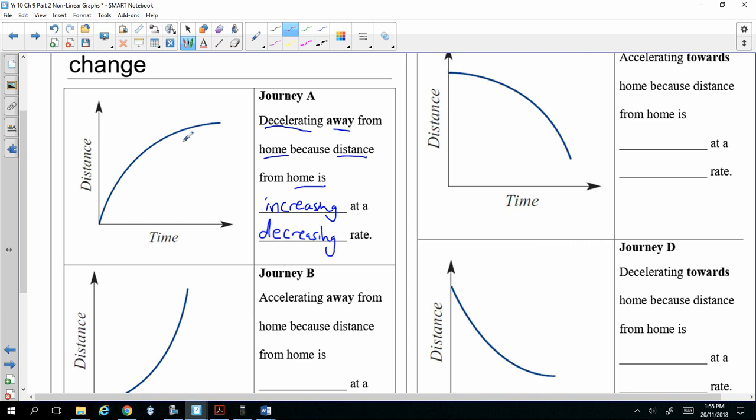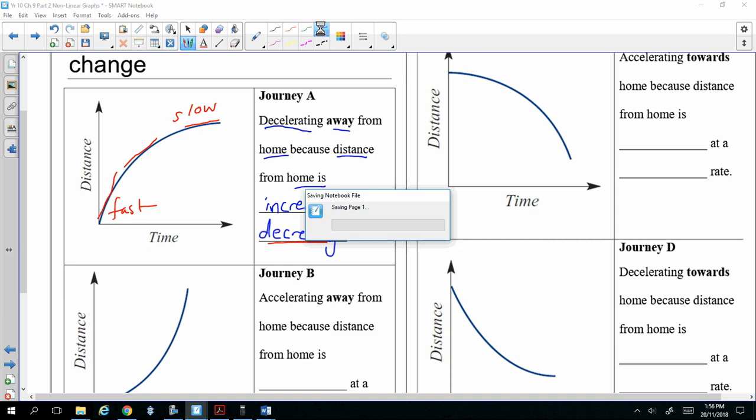The decreasing rate because it's faster at the beginning, but then gets slower. So that's slow. If it's not as steep, that's fast. So we say it's a decreasing rate. Does that make sense? Okay, let's continue.